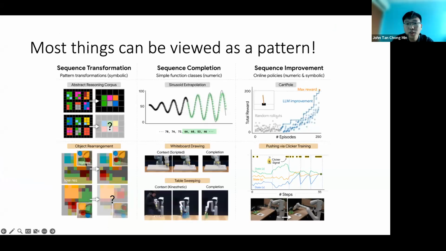Object rearrangement, try to predict where the gripper arm is, or try to predict the next state of a particular action, such as moving the red color bowl to a green color bowl. Right. So this thing here, large language models can do it pretty well for patterns that are easy.